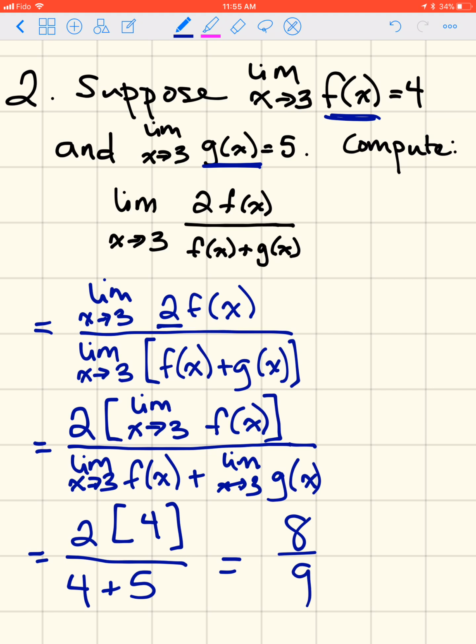So that's how you do that. And you may want to review the limit laws if you don't remember having heard about them recently.